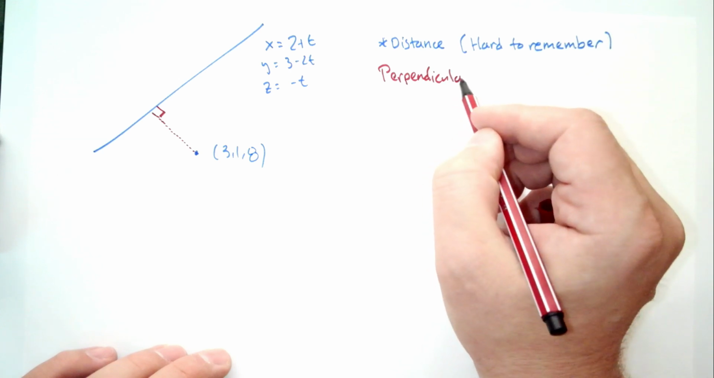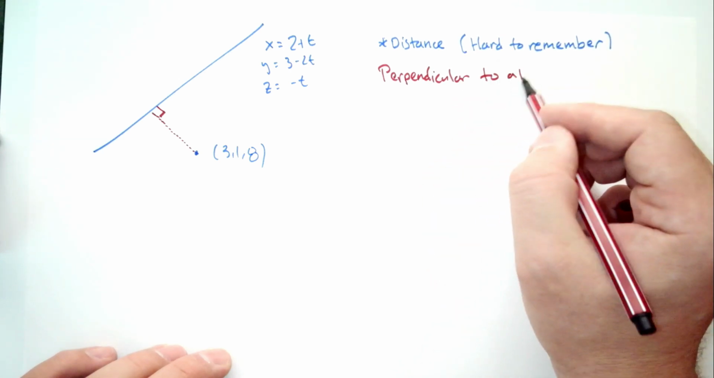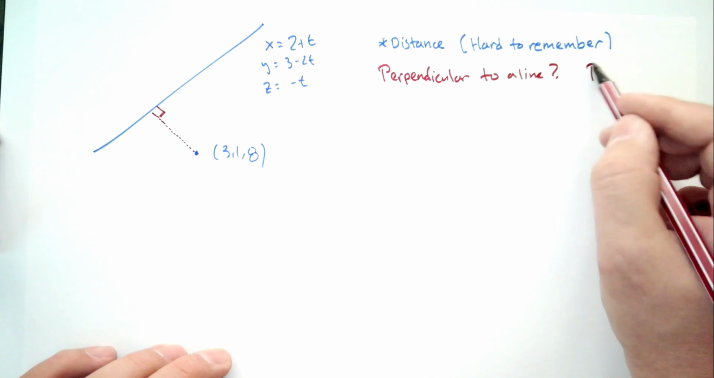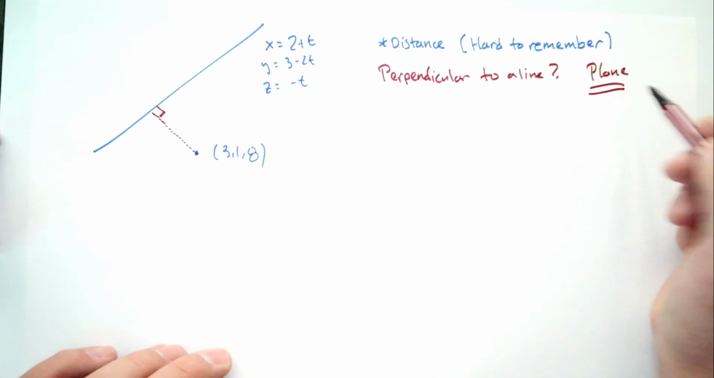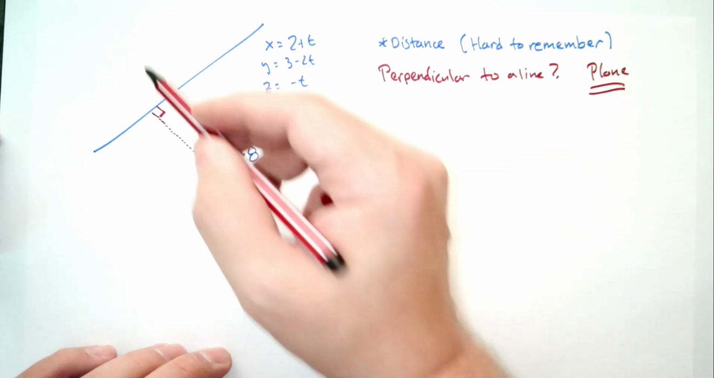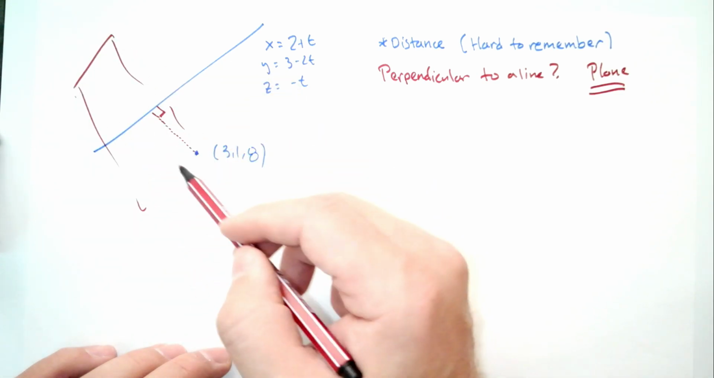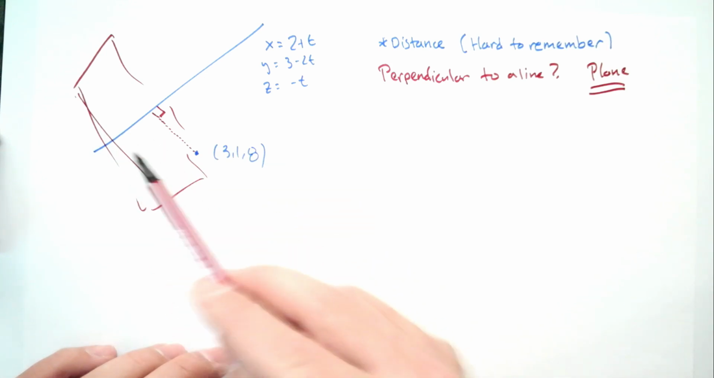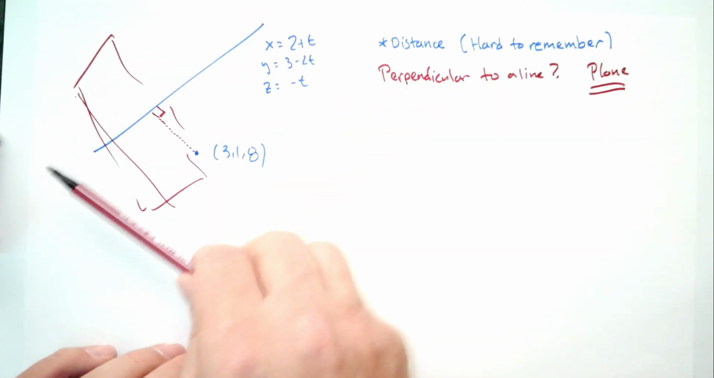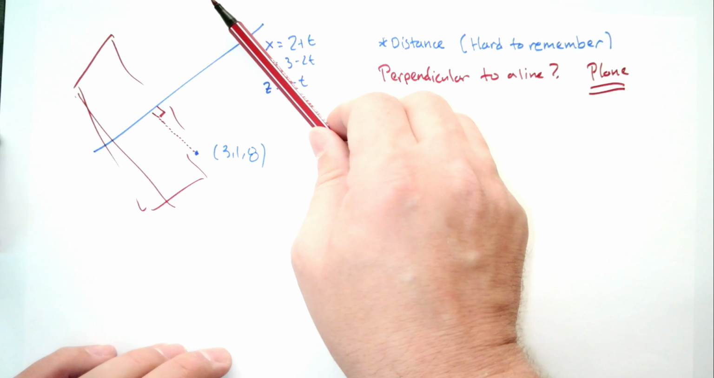So what's the answer? What's perpendicular to a line? Right. The answer is it's a plane. So what we're going to do is make up a plane. And there's lots of planes. I can form a plane that's perpendicular to this line. But in fact, I can form many planes which are perpendicular to this line. I can imagine it moving up and down on this line.